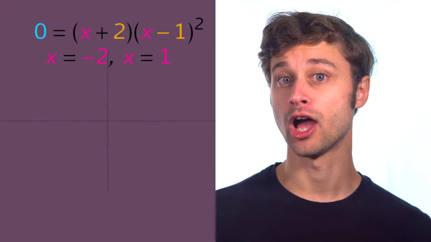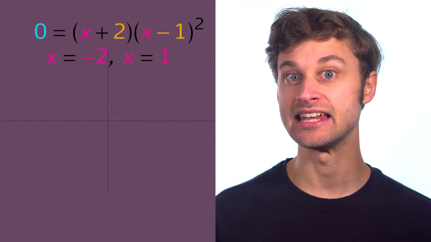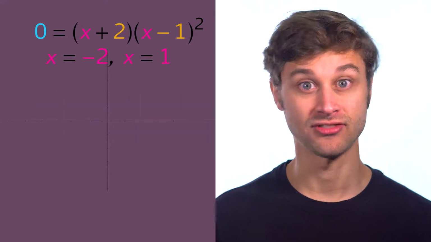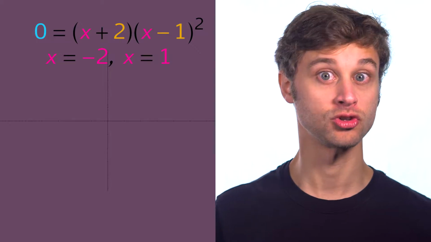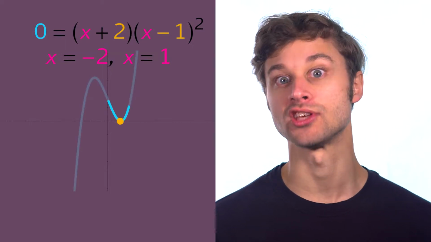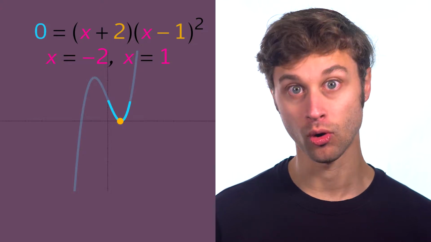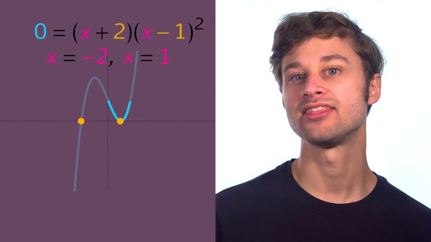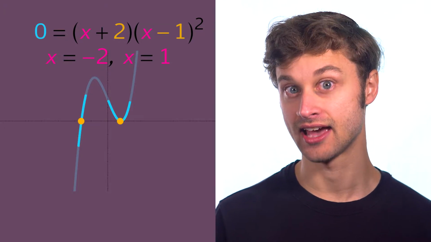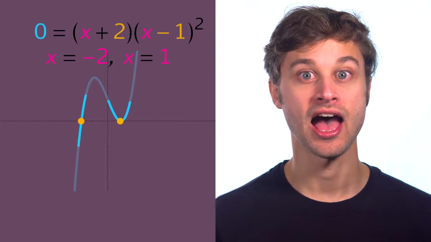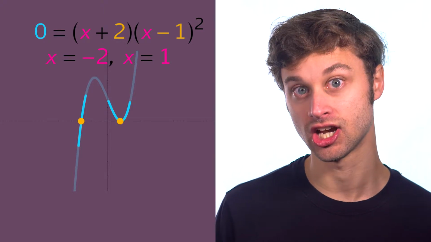Another name for a root that repeats is that it is degenerate. When I have a root of even degeneracy, for instance, if that was x minus 1 squared, or x minus 1 to the fourth, or x minus 1 to the sixth, that means that the function is going to bounce off the x-axis at that point. Unique roots, like this one, x plus 2, mean that the function crosses the x-axis at that point. The same thing will happen if you have a repeating root of odd degeneracy.